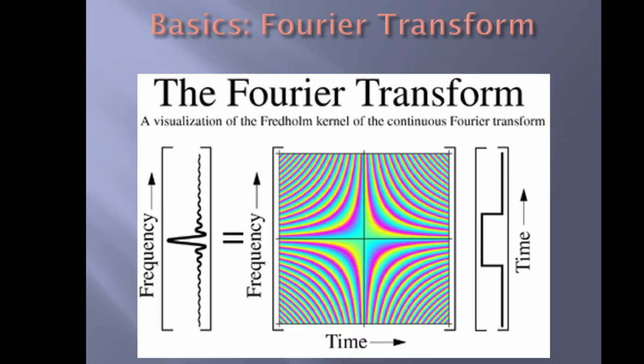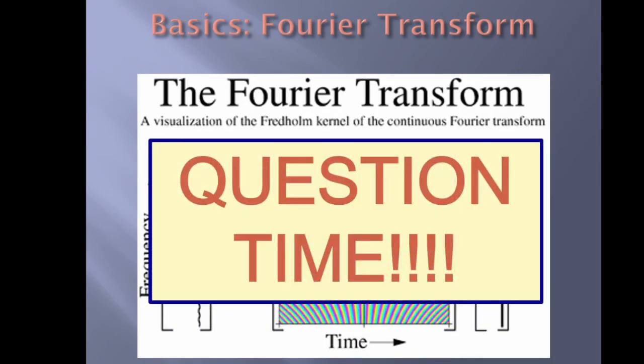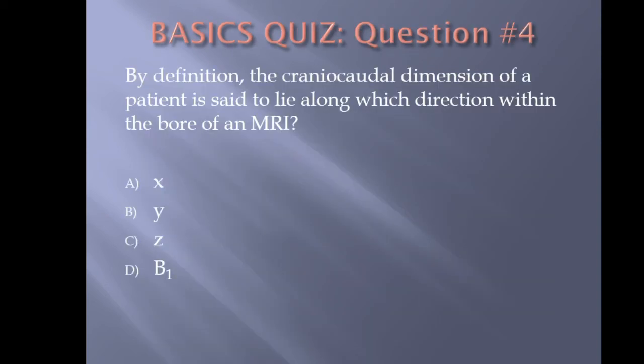And then, this is just a cool picture of the Fourier transform kernel. And it's question time, so we can go over some questions. These are going to be like sample test questions, but they're really good to check your understanding, and we can discuss them. All right, so by definition, the craniocaudal dimension of a patient is said to lie along which direction?